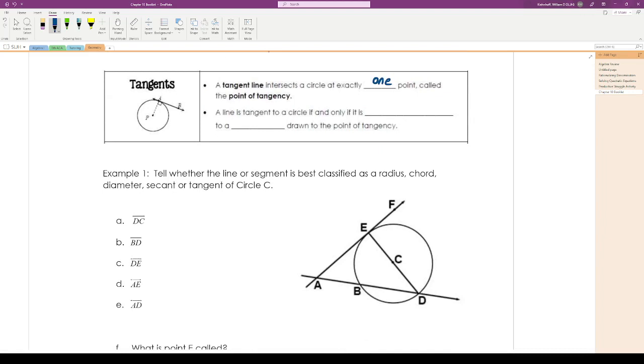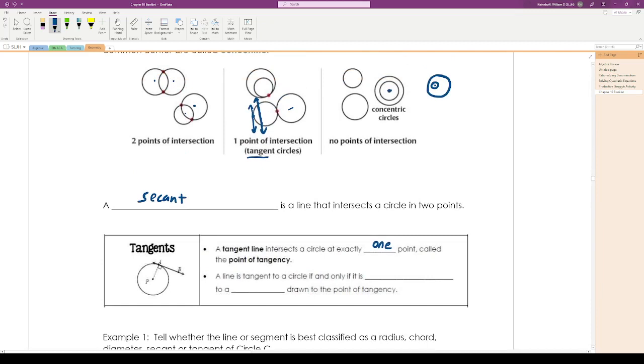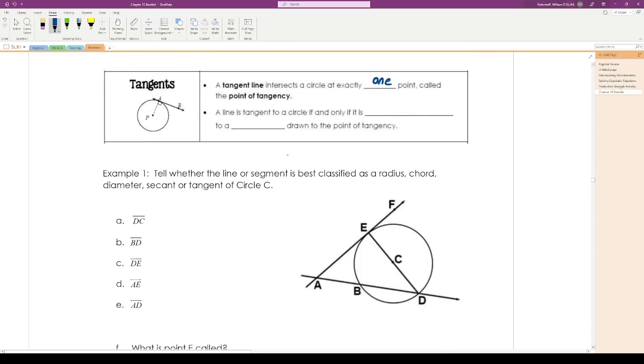You can also have a point of tangency between other objects, like you saw a circle and a circle had a point of tangency there. A line is tangent to a circle if and only if it is perpendicular to a radius drawn to the point of tangency. So if that's not what goes there, that's what we need to know anyway. So the important thing about tangents is they're always perpendicular to a radius.